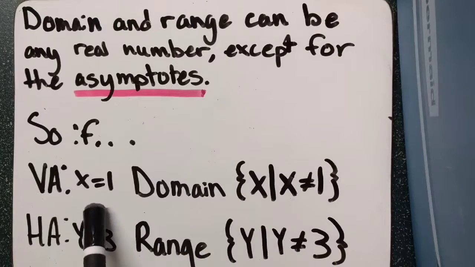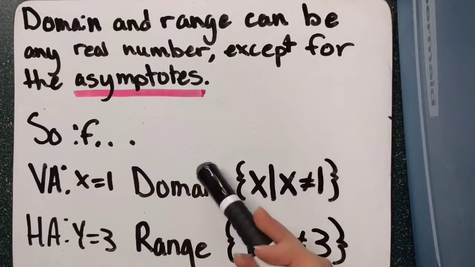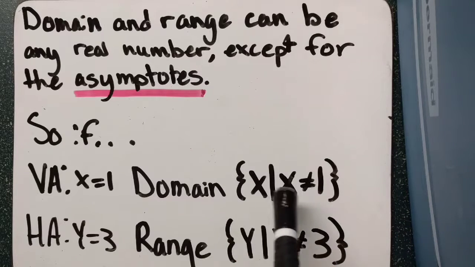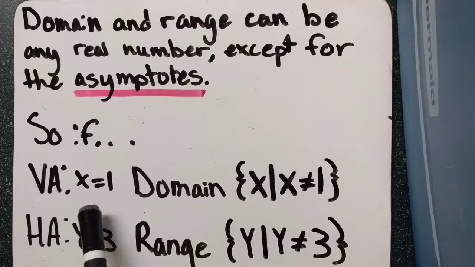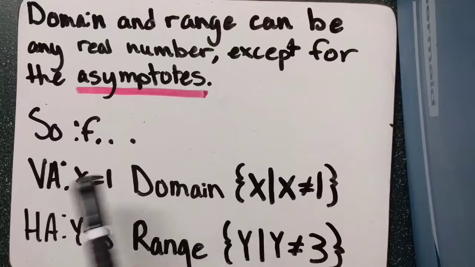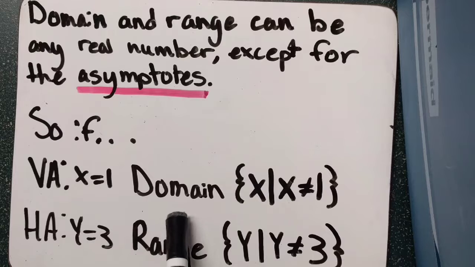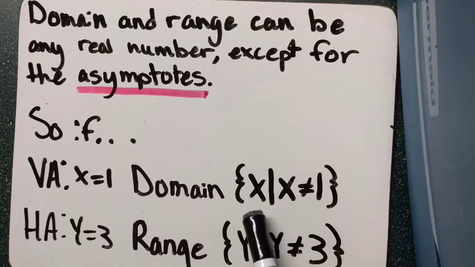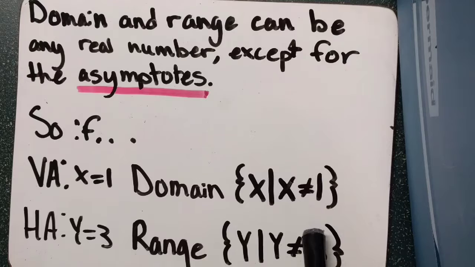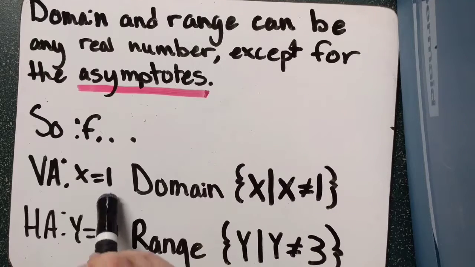So if our vertical asymptote is x equals 1 and our horizontal asymptote is y equals 3, then we need to know that domain is the x values. It deals with the x values right here. Since our vertical asymptote will always give us x equals something, our domain goes with our vertical asymptote. And our range is all the y values, and since our horizontal asymptote is y equals something, our range is always going to go with the horizontal asymptote. In this case, our vertical asymptote is x equals 1, so our domain is x such that x cannot equal 1, because x can be any number except for the asymptote.